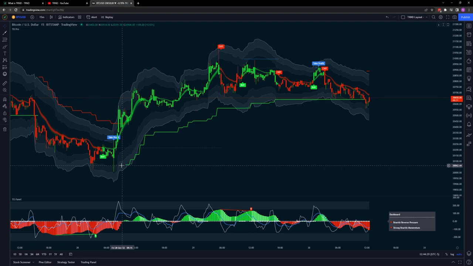Overbought simply means that the buyers have exhausted themselves. Oversold simply means that the sellers have exhausted themselves. This does not mean if we're oversold, we're going to see a reversal, or if we're overbought, we're going to see a reversal as well. It simply means that the buyers have exhausted themselves and the sellers have exhausted themselves.